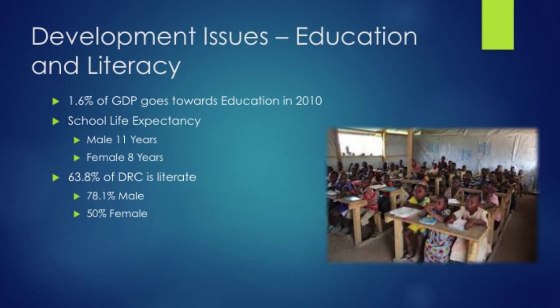Let's talk about the development issues pertaining to education and literacy. 1.6% of the GDP goes towards education, which is very low. And in 2011, the U.S. used about 5.6% of their GDP towards education. Their school life expectancy for a male is 11 years and for a female is 8 years. And then 63.8% of the Democratic Republic of Congo's people are literate. But this number is actually a lot higher than what it should be, because that accounts for people that are 15 or older that can read and write. 78.1% of males are literate and 50% of females are literate.